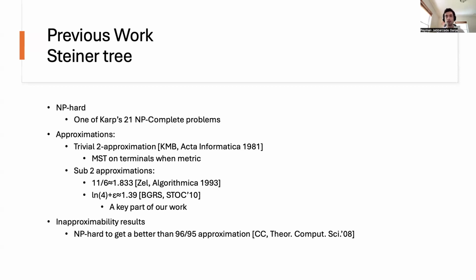And actually we use this in our algorithm. We use it as a black box. We can use any Steiner tree algorithm, but we want to use the best one, so we use this one here. And at the end, I want to mention that there's no algorithm that can have better than 96/95 approximation factor for this problem unless P equals NP.